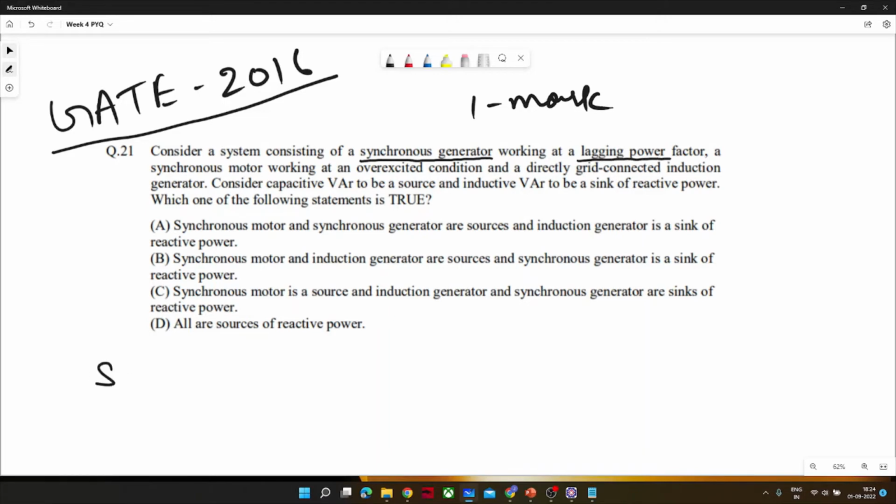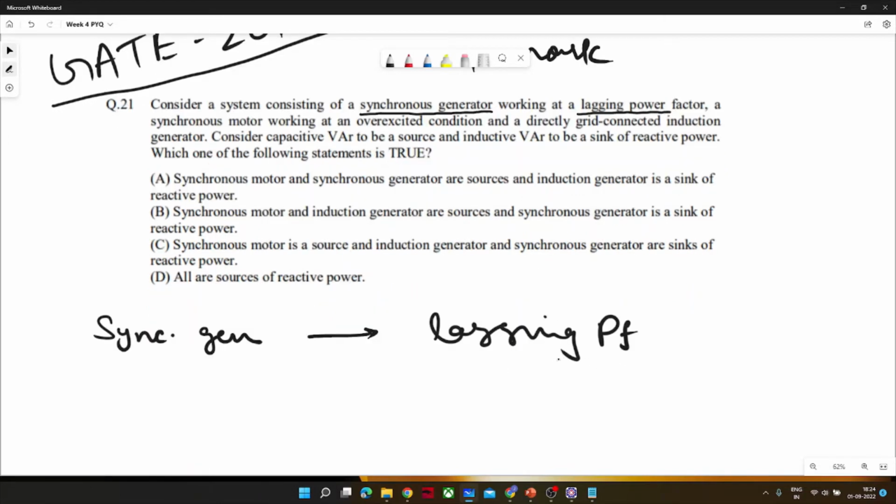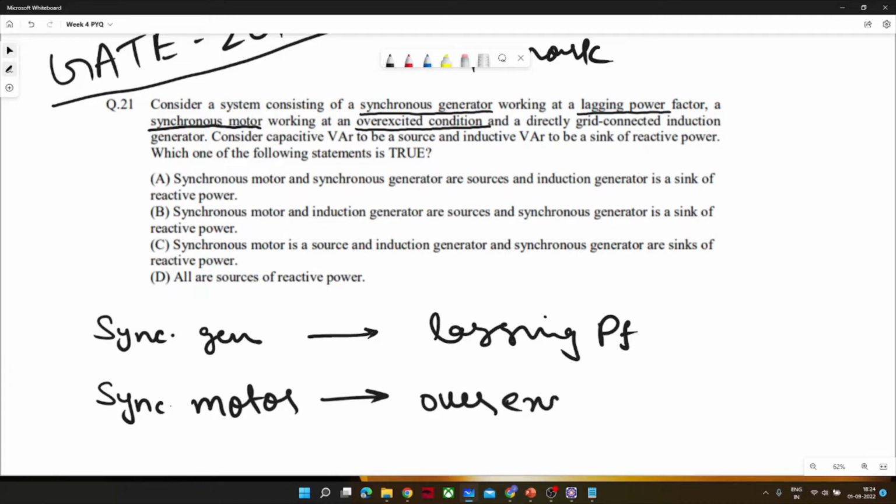So synchronous generator, lagging power factor. I don't know why my pen is also lagging here. And synchronous motor working at an overexcited condition. Overexcited. What does overexcited refer to? It indirectly wants to say it is working at leading power factor.